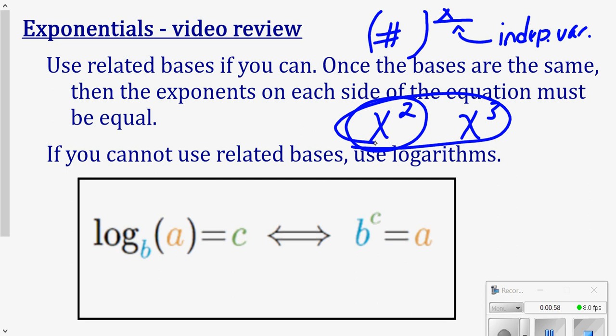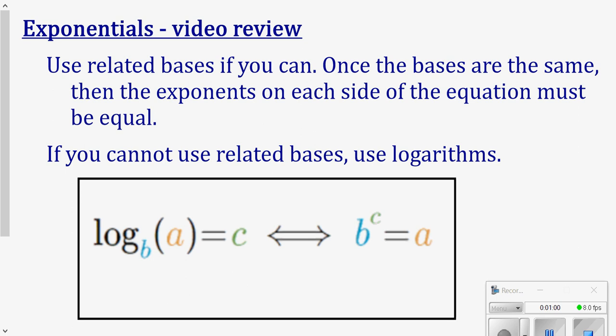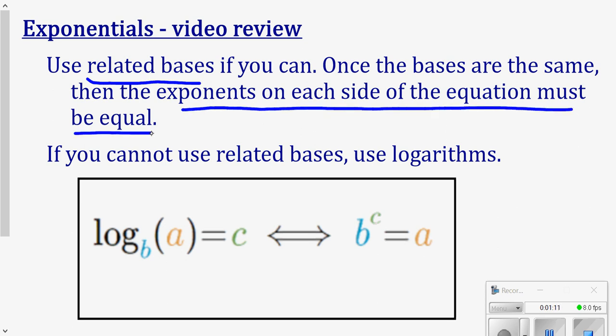So the idea behind solving an exponential is that you want to try to use related bases if you possibly can. Once you have bases that are the same, then the exponents on each side of the equation have to be equal to each other. Because if you have something like 7 to whatever equals 7 to whatever, and those are filled in with different things, the equals means equivalent. And the bases already match, so the exponents have to match, okay?